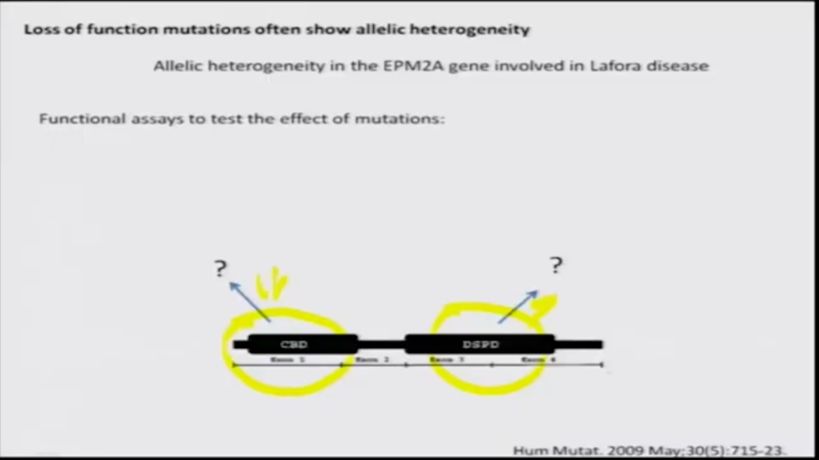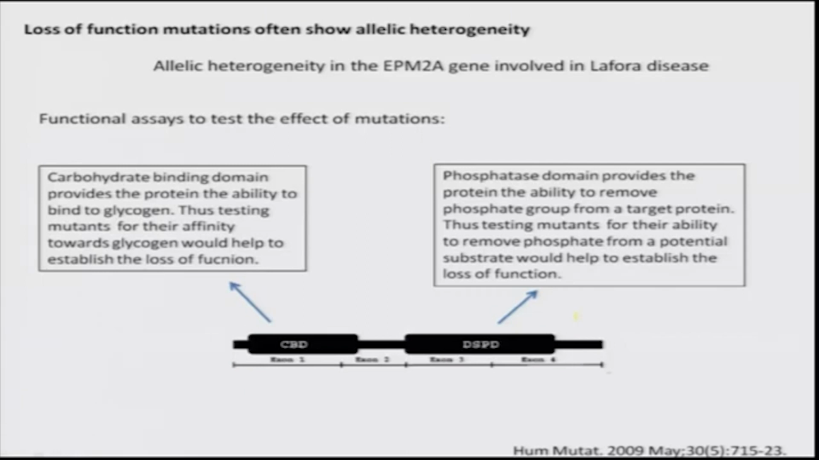Likewise, you can ask the question, if I have a missense mutation in this domain, whether the protein with the new amino acid because of the mutation still shows the kind of activity that you would see, that is phosphatase activity. This is what I have shown here. The carbohydrate binding domain gives the ability for the protein to bind to glycogen. So, you can express the mutant and test whether it binds to glycogen. Likewise, if you have a mutation in the phosphatase domain, you can express these mutants and do some assays with substrate and see whether it removes the phosphate group.